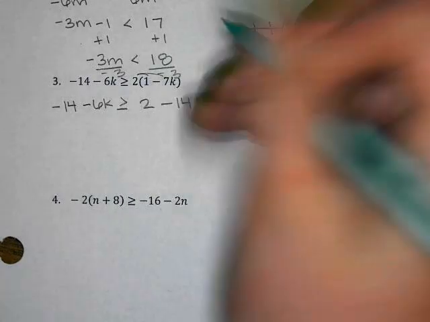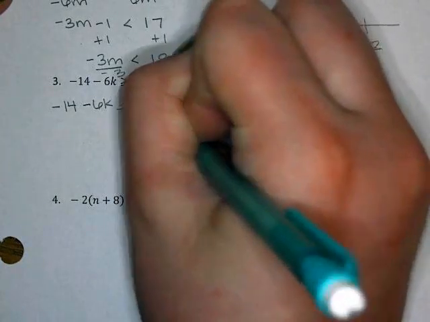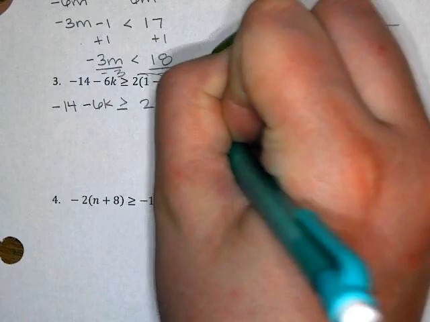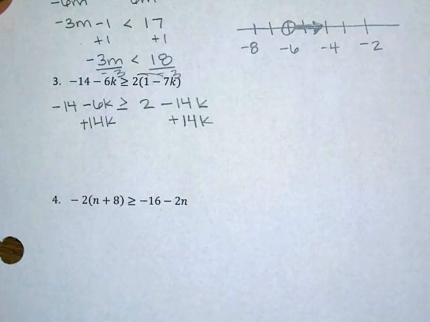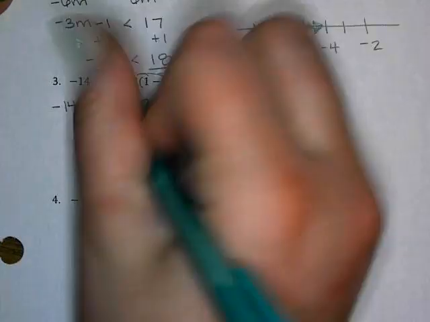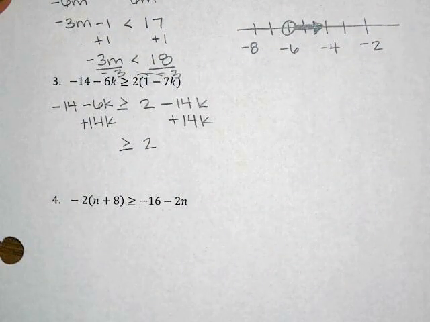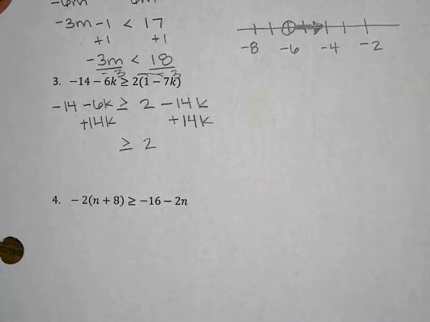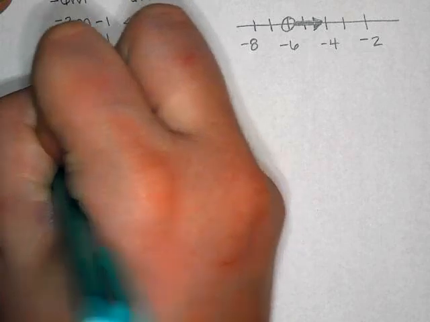Do you mean this 14 or this 14? The one with the k? Okay, so we're going to add the 14k. Add the 14k. So how many k do we have? We have 8k. So negative 14 and positive 8k.